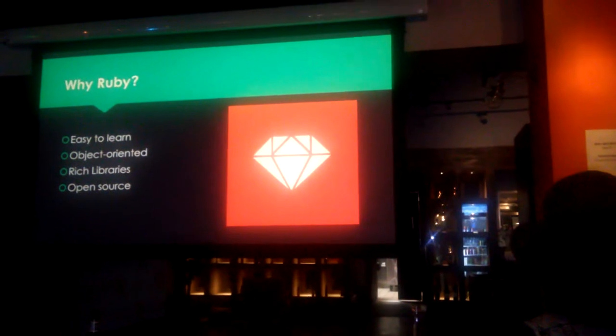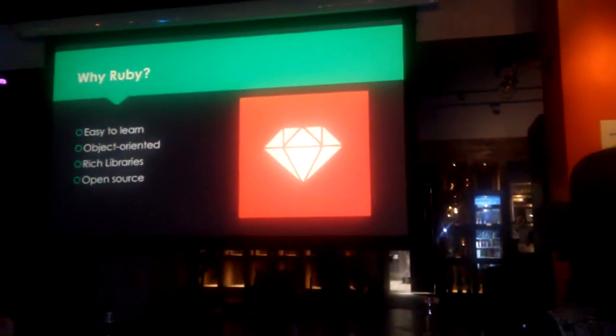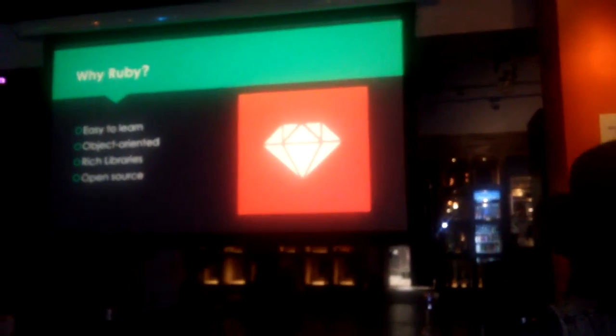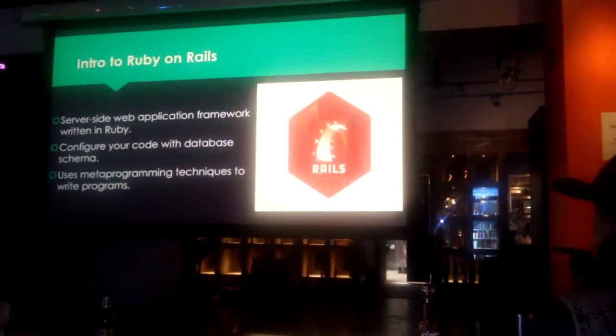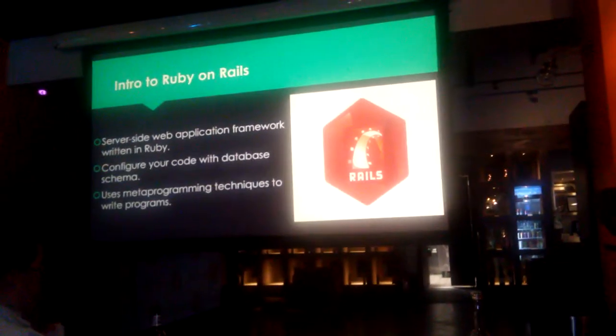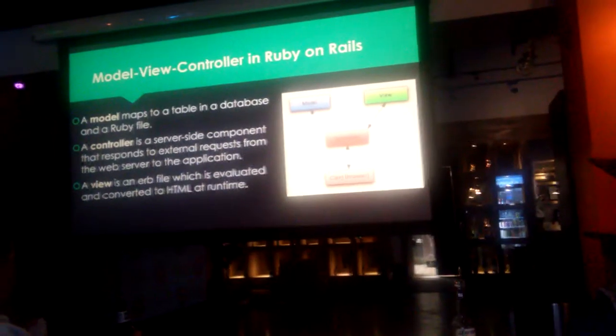So the Ruby programming language is super easy to learn. It's a good first language. It's similar to Python. It's object-oriented. It has very rich libraries. It's open source, and it's easy to extend. So Ruby on Rails allows you to configure your code with database schema, and it allows you to use meta-programming techniques. Ruby on Rails is an MVC framework.